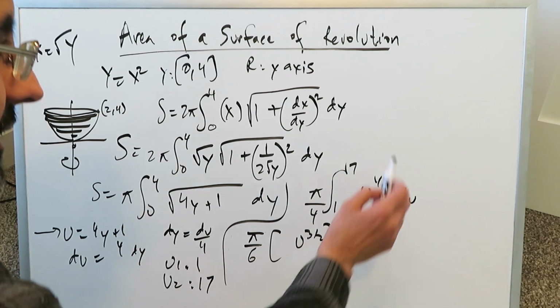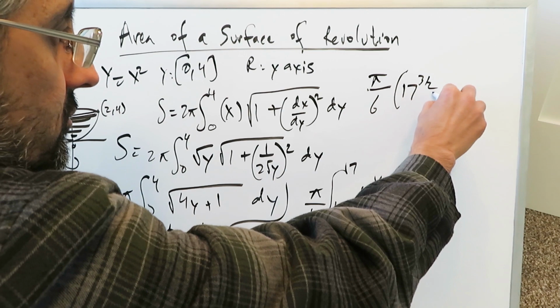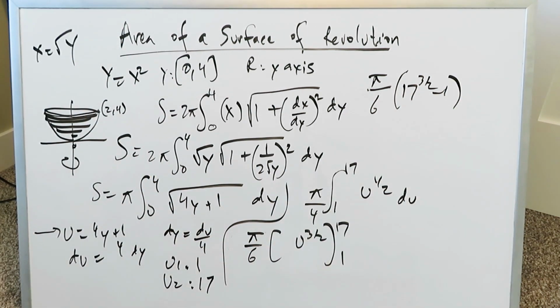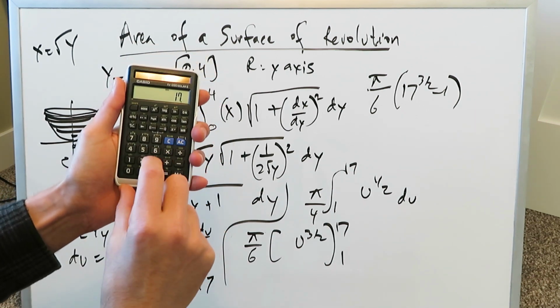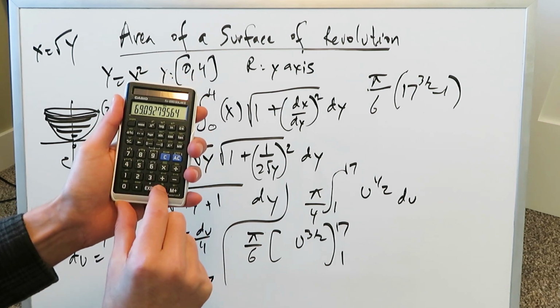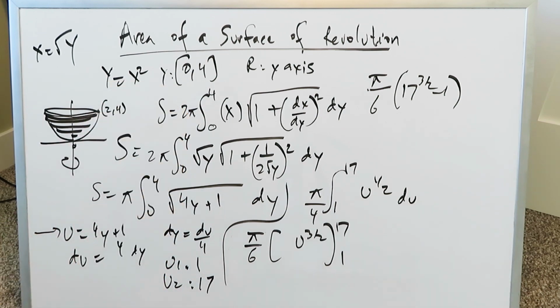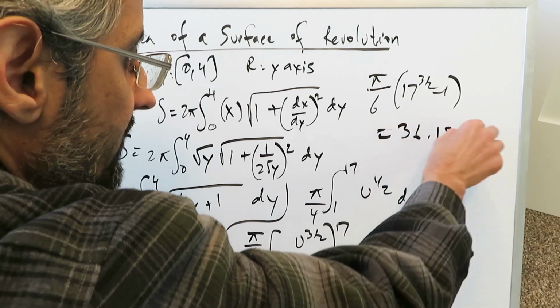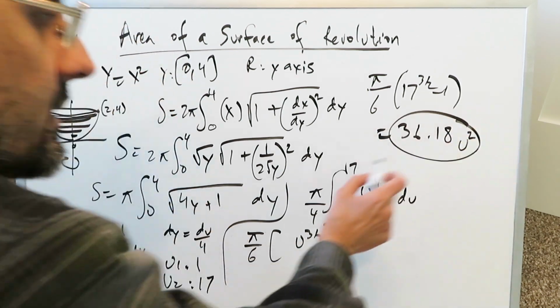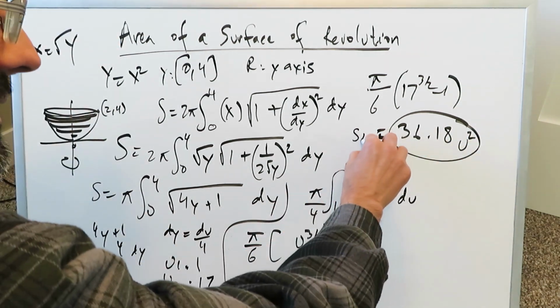You could write your answer in one of two ways. You can do pi over 6 times 17 to the power of 3 over 2 minus 1. That could represent your surface area. Or just bring a calculator and calculate this out and bring a good clean final answer. And that's how I would do it. 17 exponent 1.5 minus 1 times pi divided by 6. I get 36.176, which I round to 36.18. 36.18 represents the surface area of the resulting solid. We can do units squared, and that would be my surface area end result.